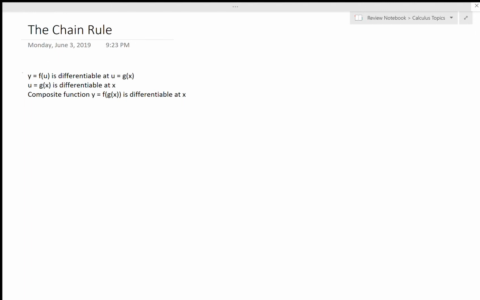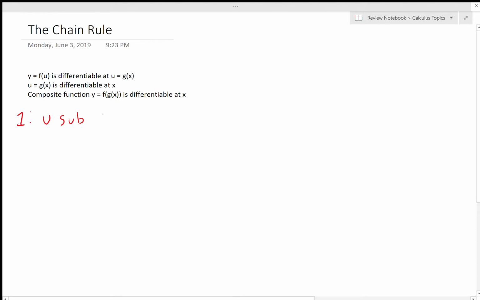So say that y equals f of u, it's differentiable at u equals g of x, and u equals g of x is differentiable at x. Then you have this composite function, y equals f of g of x, will be differentiable at x. So basically, this is just how to do the chain rule. And there's two methods. So method 1, I like to call the u sub method.